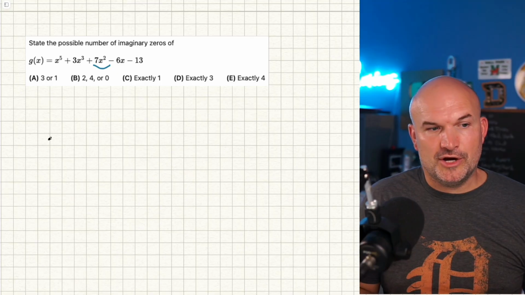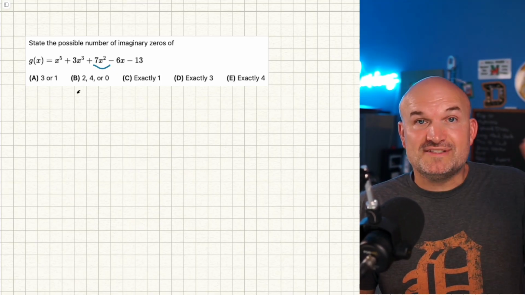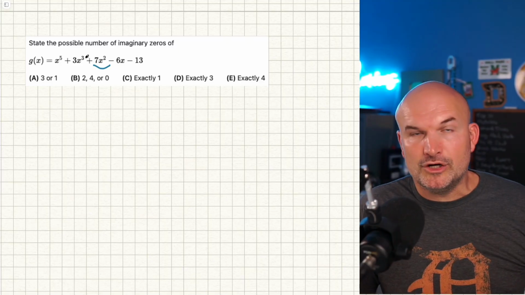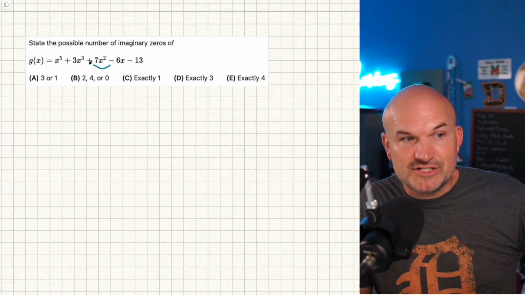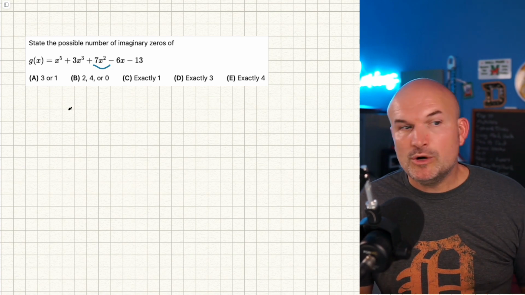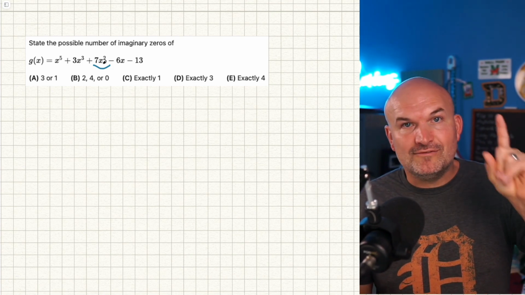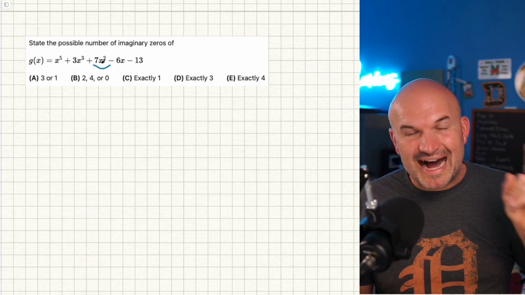Now there's a couple things we need to know. First, the fundamental theorem of algebra says the number of zeros that we are going to have for any polynomial, real or imaginary, is going to be equal to the degree of our polynomial. So we need to have 5. We just know, because there's only one sign change, that we have one real positive root.